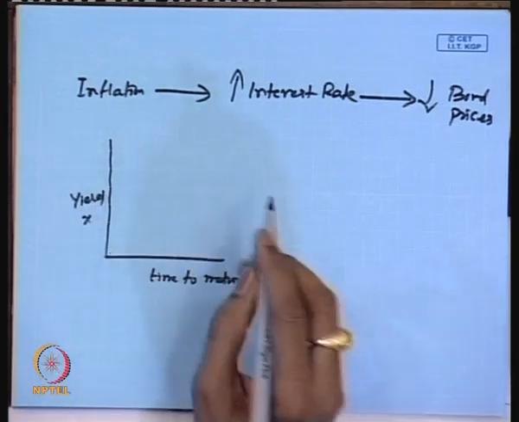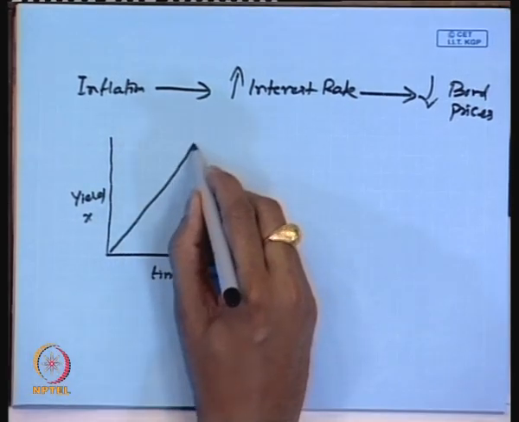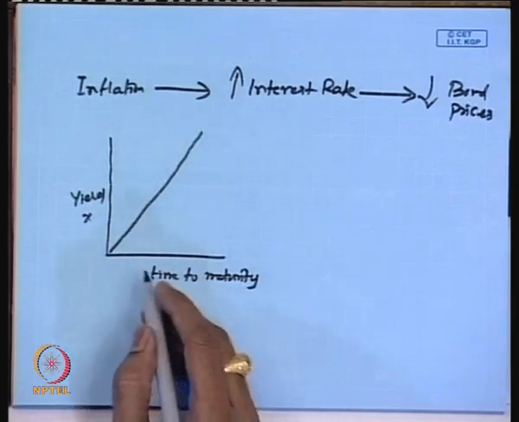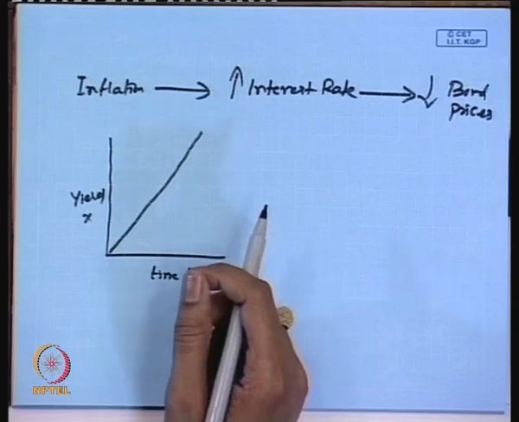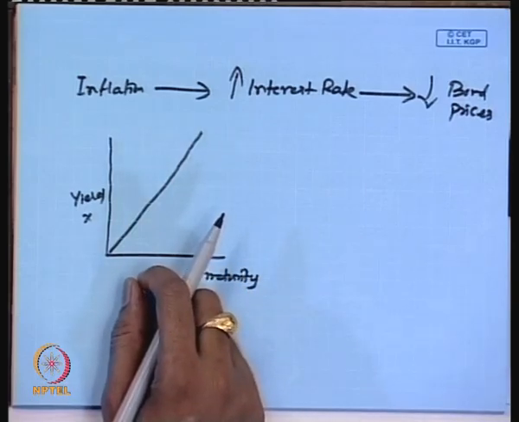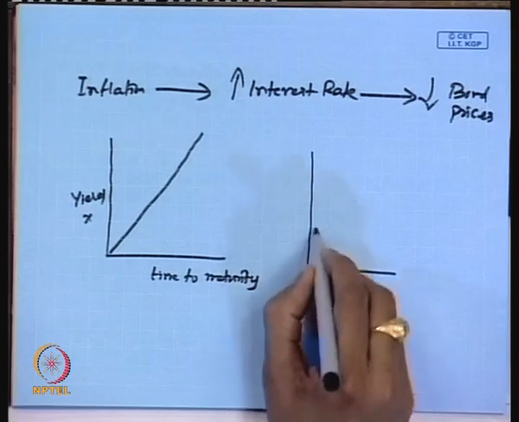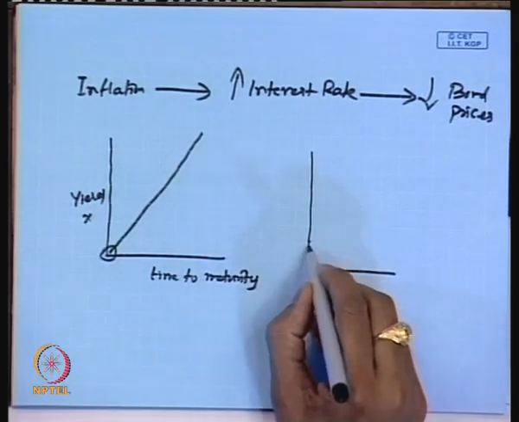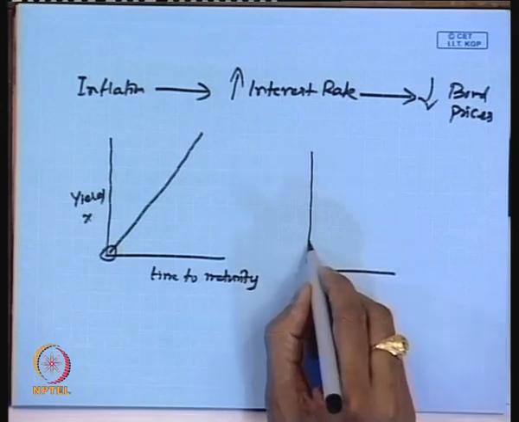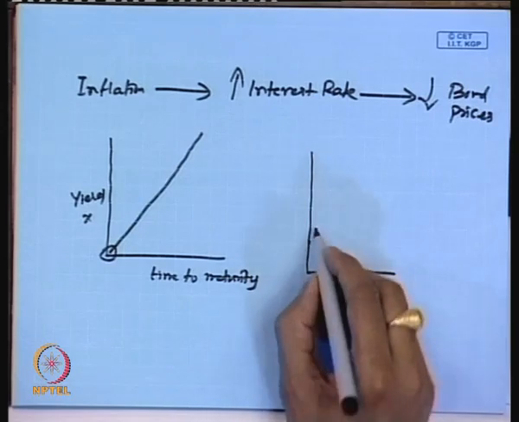If this is an upward slope, then we can say that there is going to be accelerating economic activity. And of course the yield curve will not start at the origin, it will start somewhere above, because it is unlikely that you have a yield which is 0%.